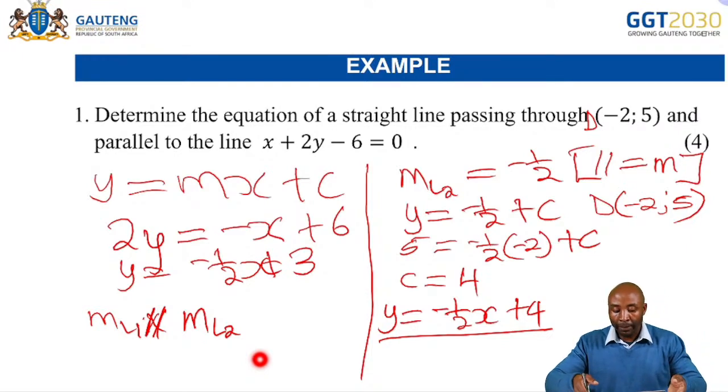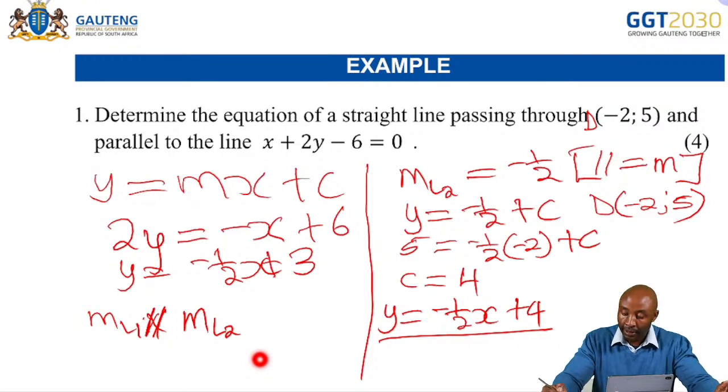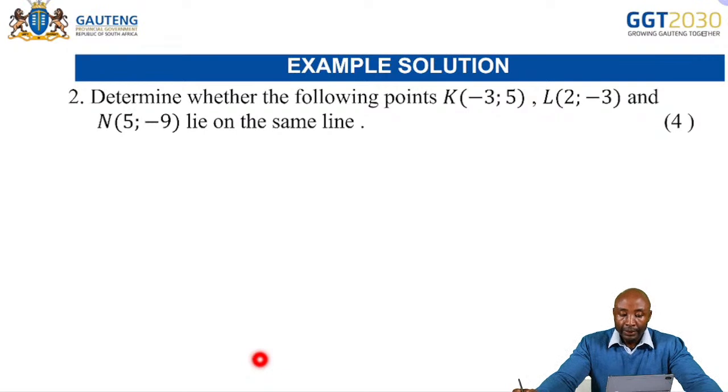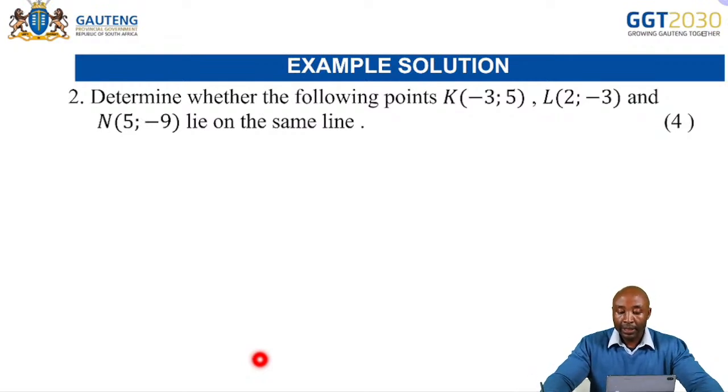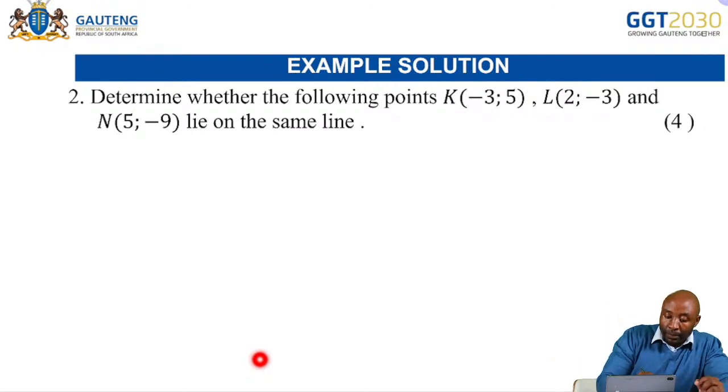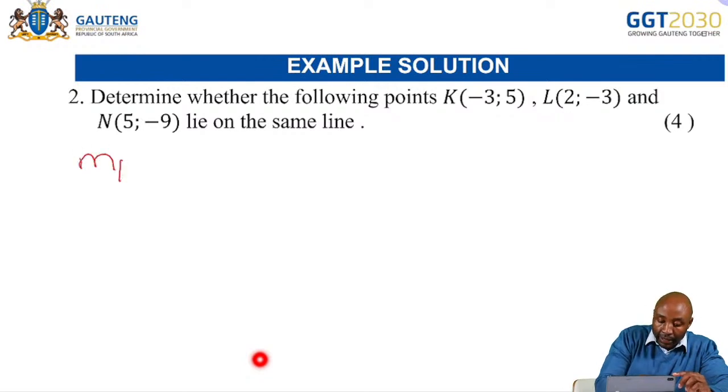So it is important to remember the algebraic manipulations that we need to do in order to help us answer these questions. We move on to the next example. We are given the following points. K has coordinates negative 3 and 5, L has coordinates 2 and negative 3, and N has coordinates 5 and negative 9. You want to determine whether they lie on the same straight line. And remember, I mentioned that if points lie on the same straight line, we call them collinear points, and they will have the same gradient. So my starting point will be to find the gradient of any 2 points. Let me find the gradient of KL.